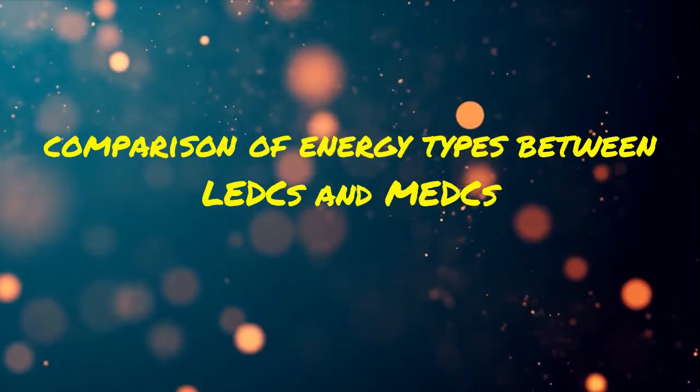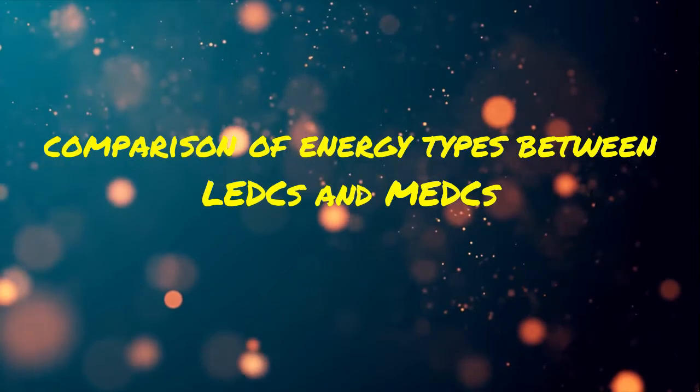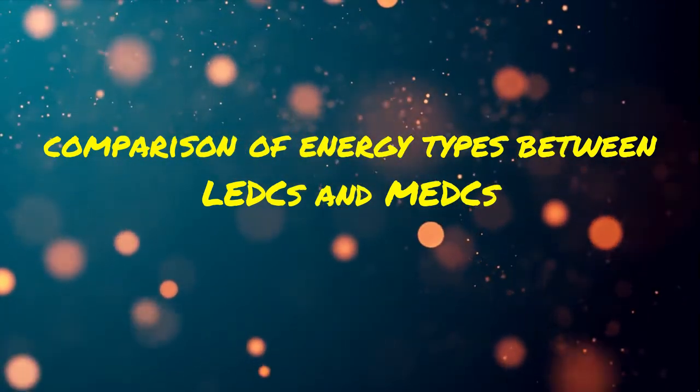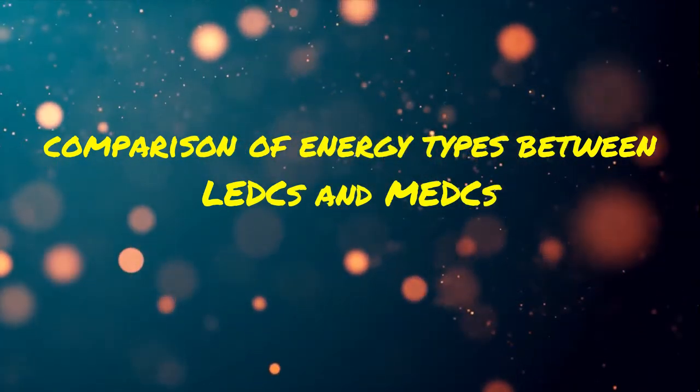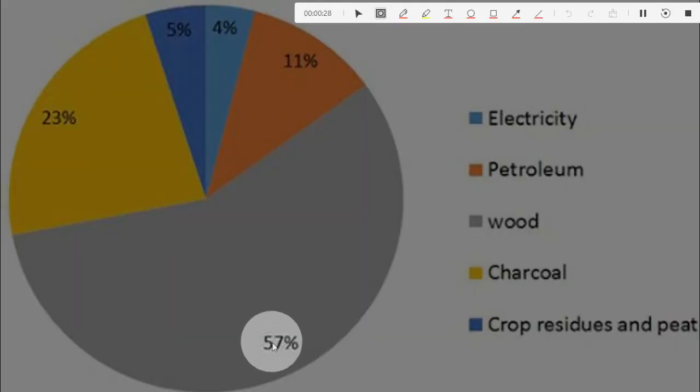Let's use pie charts to make a comparison between energy sources in an LEDC and in an MEDC. For the LEDC, we are using an example of Rwanda, and from this pie chart, you can see that 57% of energy is from wood, while 23% is from charcoal, and 11% is from petroleum.